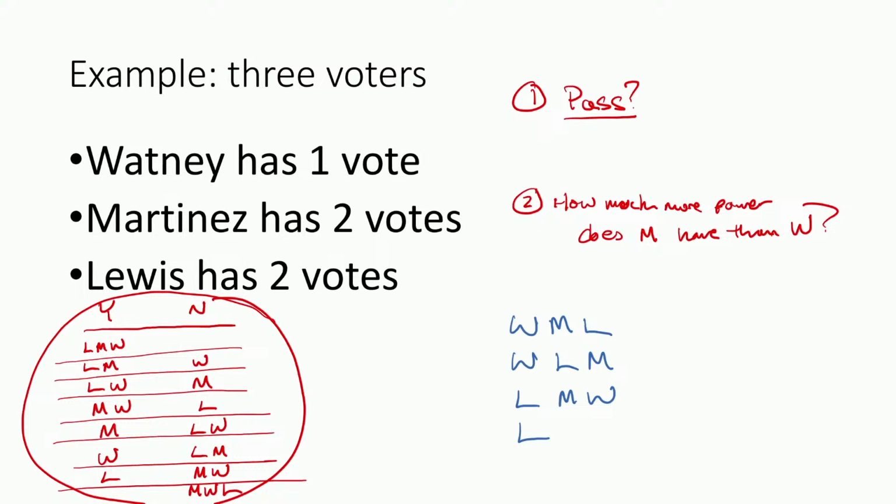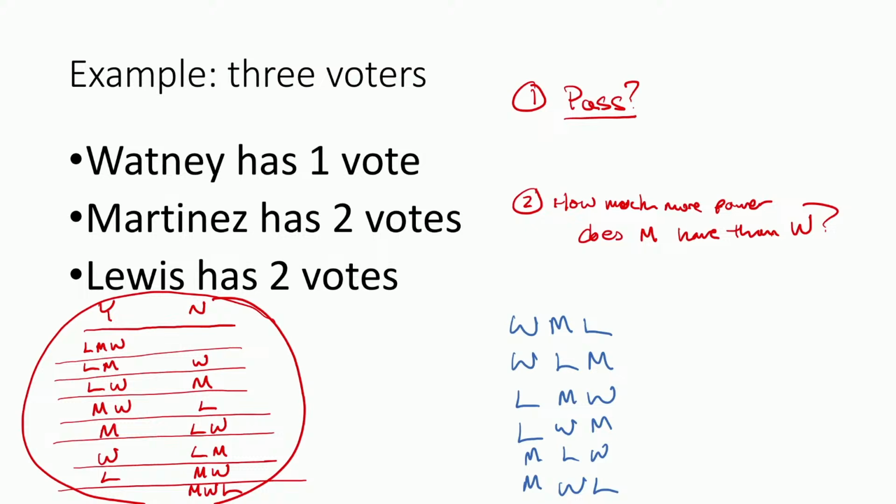Good. Okay, so you have Lewis, Watney. Oh, come on, Watney, get on there. And then Martinez. Okay, so there's going to be 6. What are the other 2? Martinez, Lewis, Watney, Martinez, Watney, Lewis. So there are our permutations.